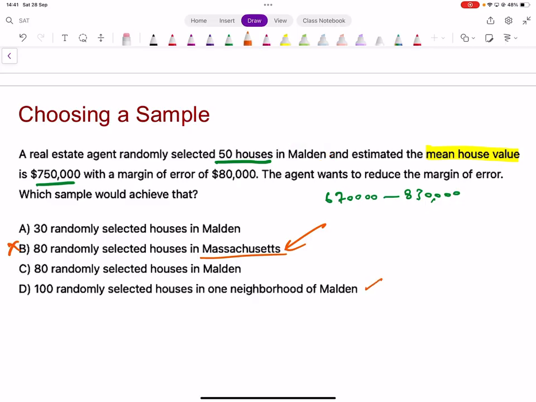What about the last one? 100 randomly selected houses in one neighborhood of Malden. So what would be the problem with this? It's still in Malden, isn't it? Shouldn't that work? What's the problem? You cannot generalize this. So you're doing a survey in Lahore and you want to study something about the level of education that 20-year-olds have in the city. And you select a sample from DHA. Does that make sense?